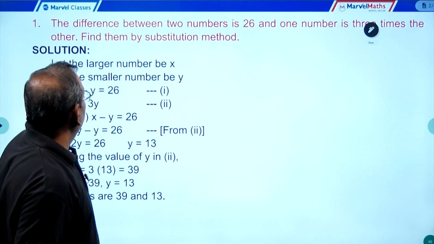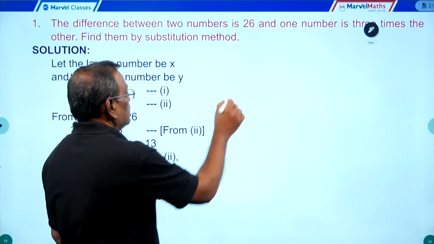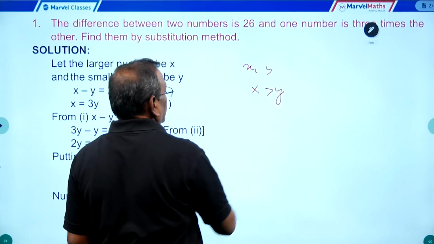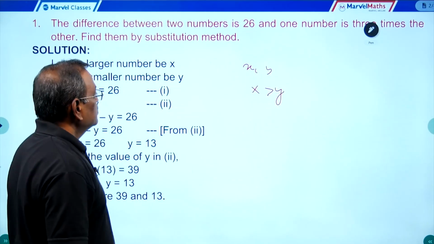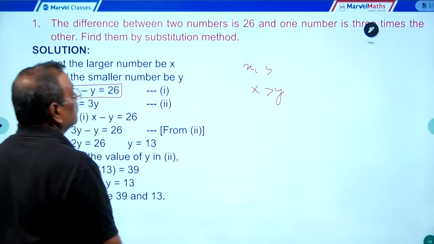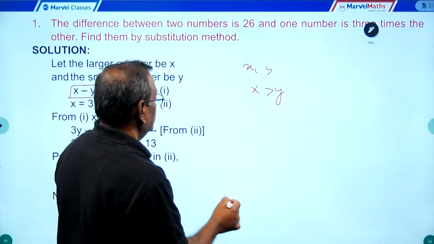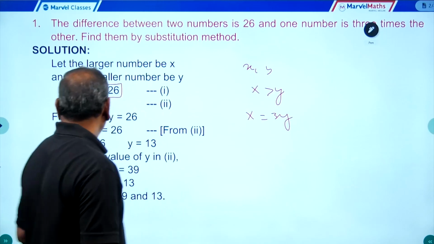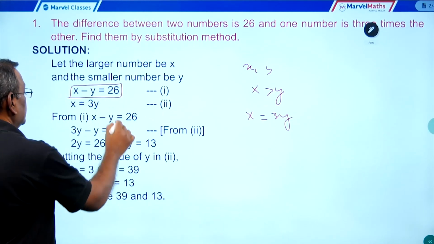Two numbers whose difference is 26. Let the numbers be x comma y, where x is greater than y. So first condition, difference is 26. So x minus y equal to 26. And one number is thrice the other. The larger number equal to 3 times the smaller number. So x equal to 3y. This is another linear equation.